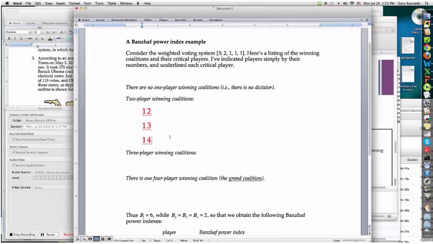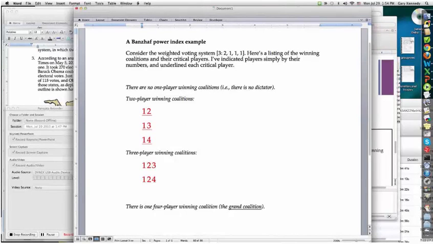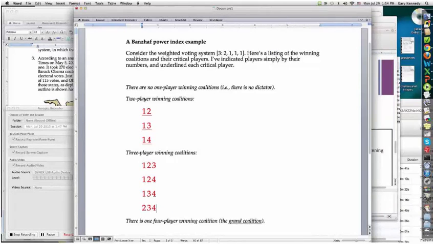Alright, let's go on to the 3-player winning coalitions. Now, since there's only 4 players, a 3-player coalition consists of all the players except 1, and so we can systematically list them by thinking who to leave out. We can leave out player 4, and that gives us players 1, 2, and 3. We can leave out 3, giving us 1, 2, 4. We can leave out player 2, giving us 1, 3, and 4. Or we can leave out player 1, giving us 2, 3, and 4. And notice all of those are winning coalitions. Even the last one has 3 votes altogether. So all of these are winning coalitions.